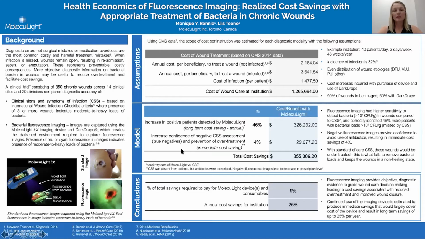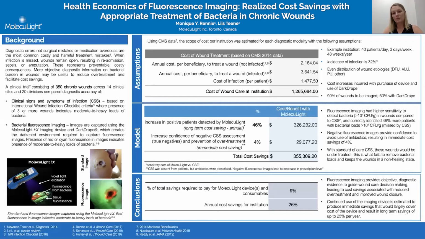In addition, there was increased confidence when clinical signs and symptoms were negative, and this prevented overtreatment. In these patients, when clinical signs and symptoms were unclear with respect to the presence of infection, in some instances clinicians prescribed antibiotics. When the fluorescence imaging was used, these patients were determined to be negative for fluorescence, and this was later confirmed by biopsy. 4% of patients had this occurrence, meaning that the use of fluorescence imaging saved the expensive treatment of infection, which was not warranted in these patients.